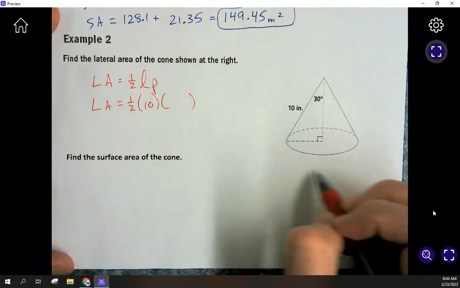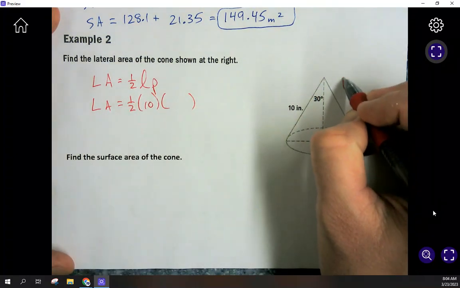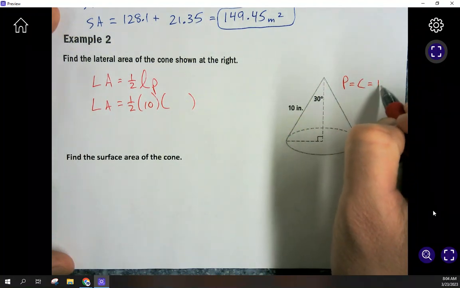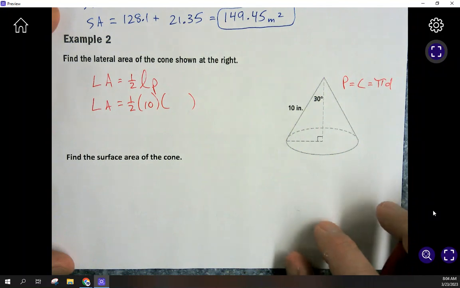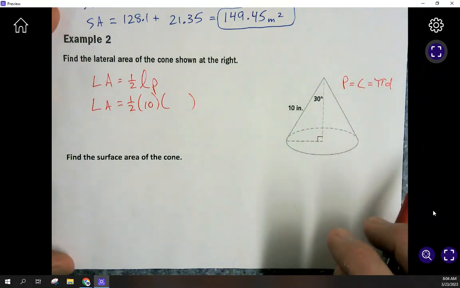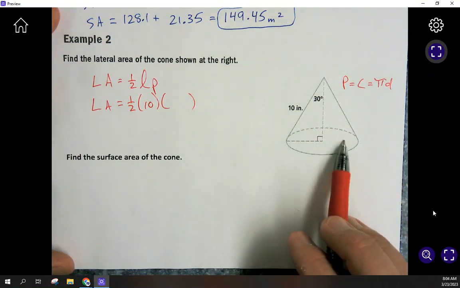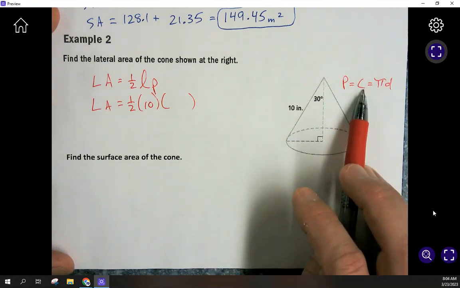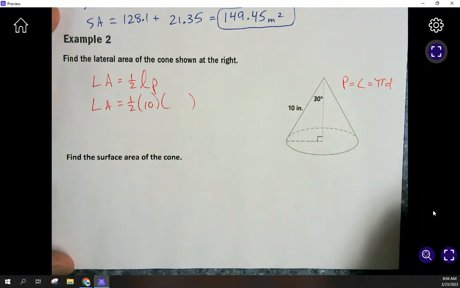Now the base is a circle. Perimeter of a circle equals circumference, which is pi times diameter. So we need to find the diameter of this circle. That gives us circumference, which is the same as perimeter.